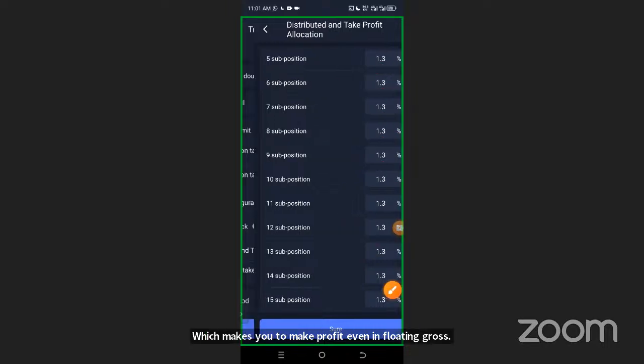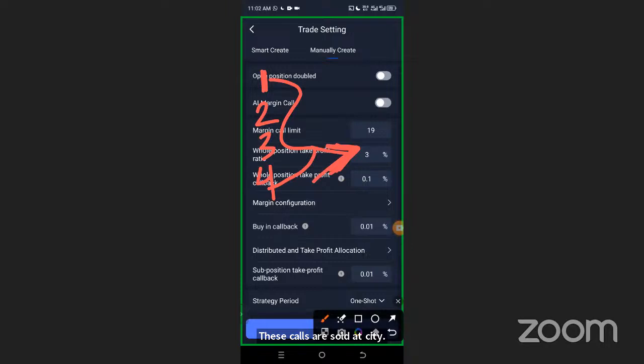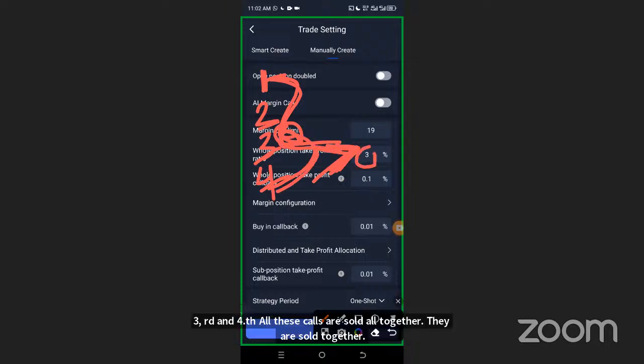In floating loss. Now, the first, second, third, and fourth calls are sold together at a 3% take profit.